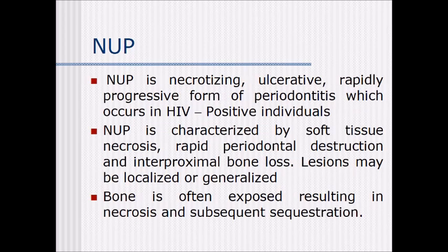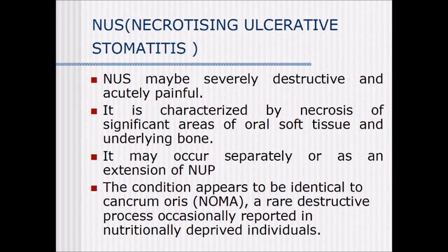Coming on to necrotizing ulcerative periodontitis. It is a necrotizing, ulcerative, rapidly progressive form of periodontitis which occurs in HIV positive individuals. It is characterized by soft tissue necrosis, rapid periodontal destruction, interproximal bone loss. The lesion may be localized or generalized. Bone is often exposed, resulting in necrosis and subsequent sequestration of the bone.